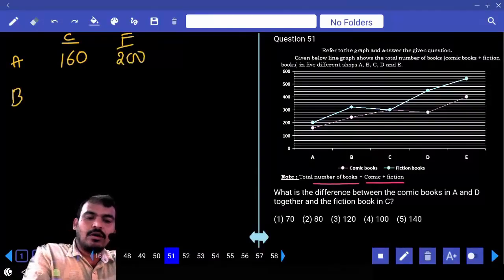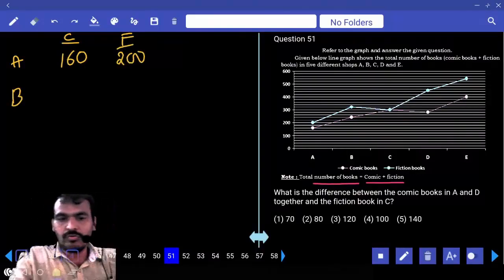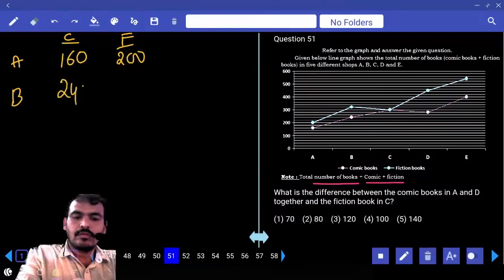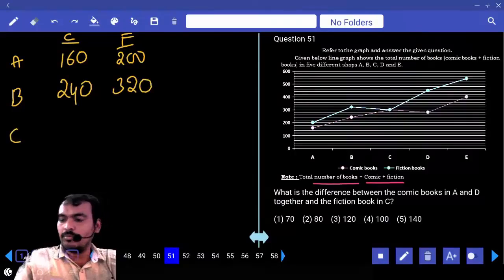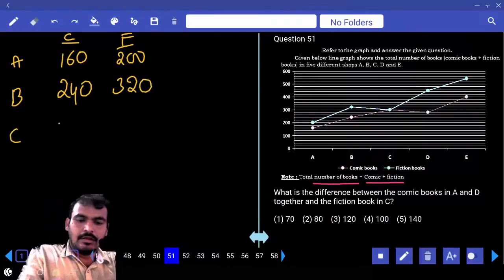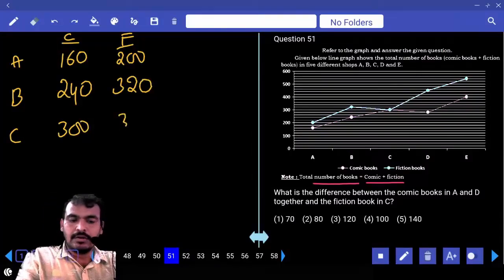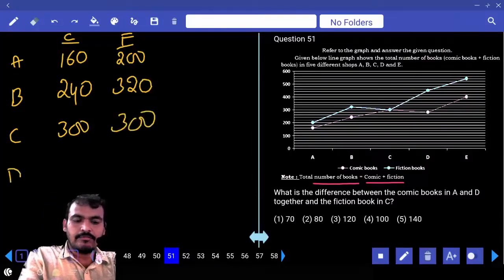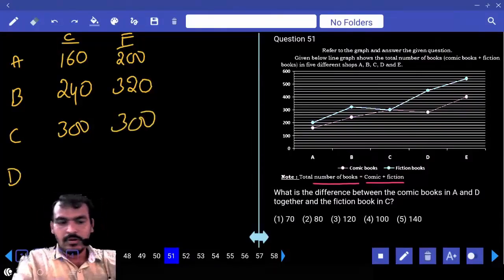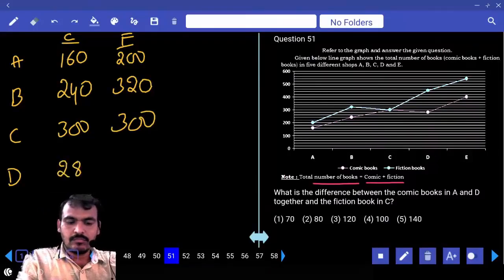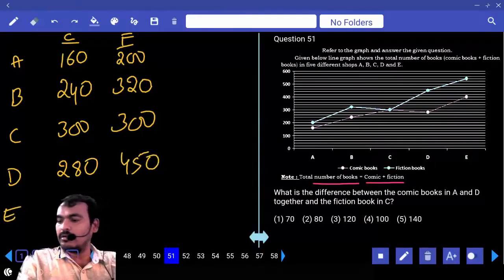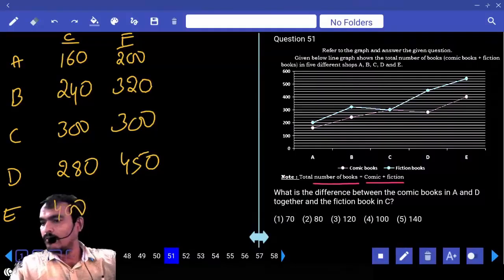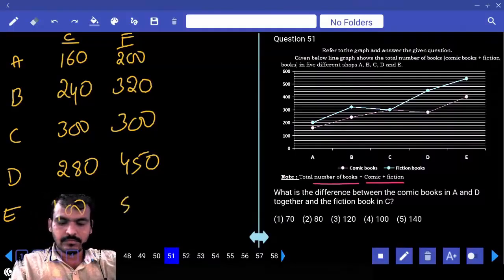Next, in B, comic value 240, fiction value 320. Next, in C, comic 300, fiction also 300. Next, in D, comic 280, fiction 450. Next, in E, comic 400, fiction 540.